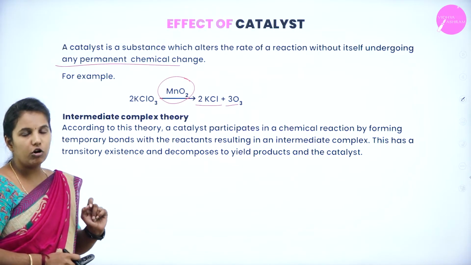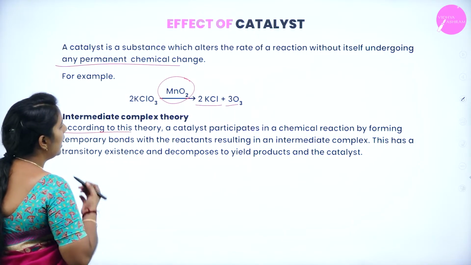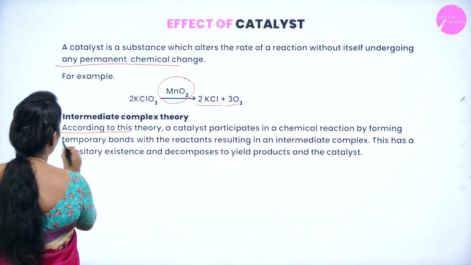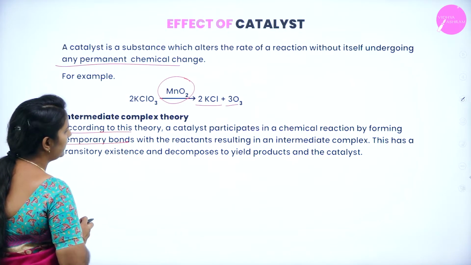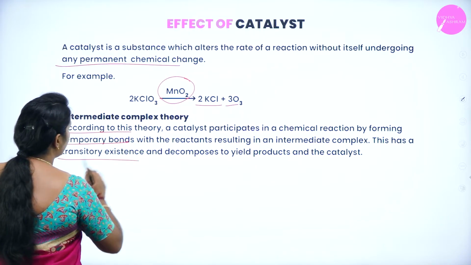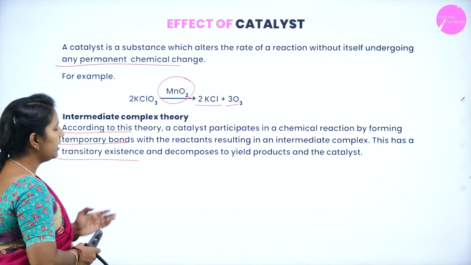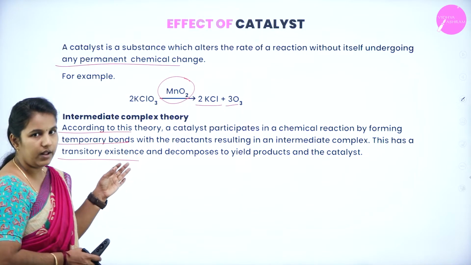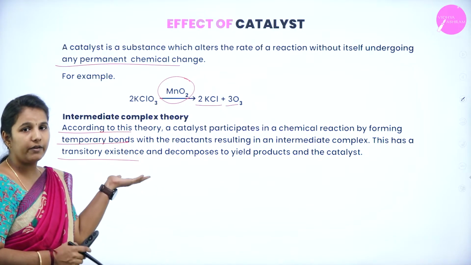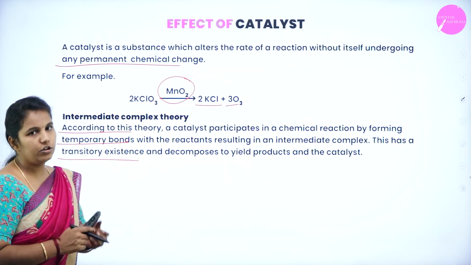First, I will explain what is the intermediate complex theory. According to this, a catalyst participates in a chemical reaction by forming temporary bonds with a reactant, resulting in an intermediate complex, and this has a transitory existence and decomposes to yield a product and the catalyst. What does it mean? When the catalyst is used in a chemical reaction, it forms a temporary bond with the reactant and exists in a temporary state that is unstable. During the decomposition, it is converted into product.